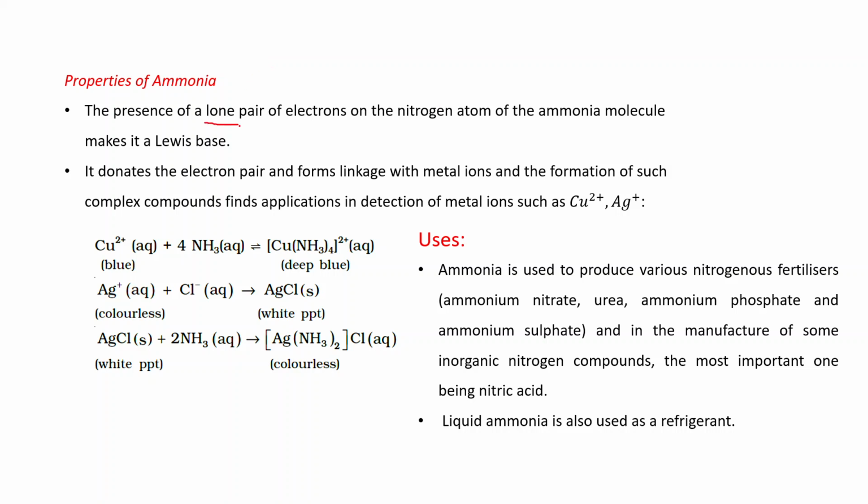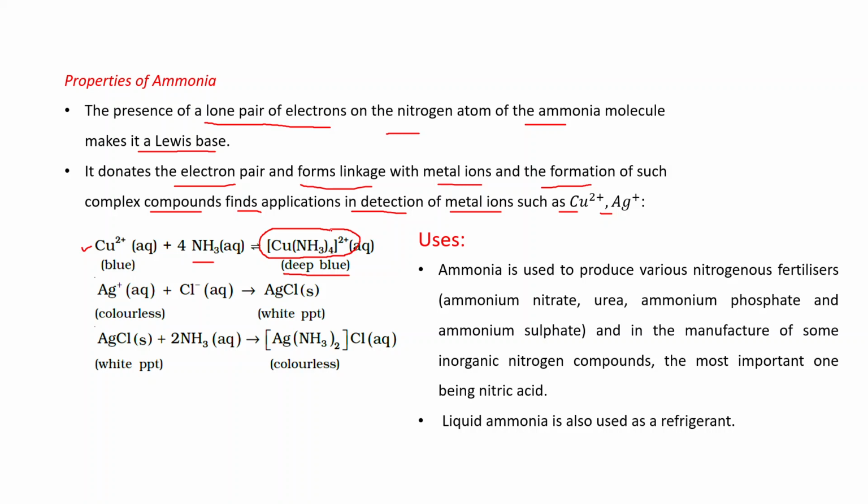The presence of a lone pair of electrons on the nitrogen atom of the ammonia molecule makes it a Lewis base. Okay, and it donates the electron pair and forms linkages with metal ions, and the formation of such complex compounds finds applications in detection of metal ions such as Cu2 plus and Ag plus. You can see in this equation Cu2 plus, blue in color, when it reacts with NH3, it will convert into the deep blue complex [Cu(NH3)4]2 plus.